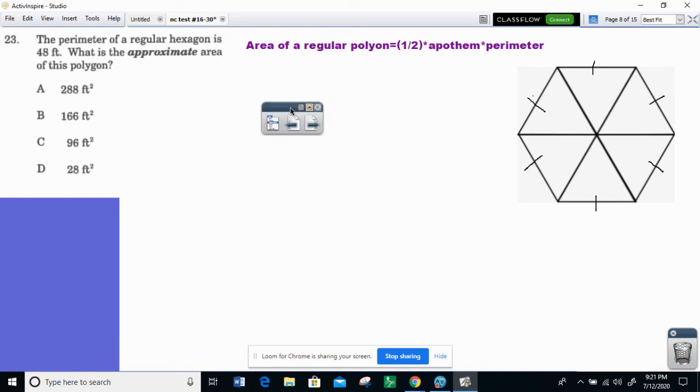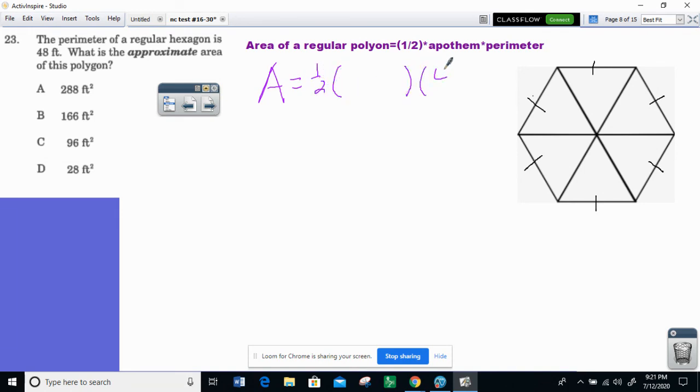Number 23 says the perimeter of a regular hexagon is 48 feet. What is the approximate area of this polygon? Well, we know that we can use this area formula for a regular polygon. The area of a regular polygon is 1/2 times the apothem times the perimeter. So this is actually really good news. We already know the 1/2. We need to figure out what the apothem is. We already know that the perimeter is 48 feet.